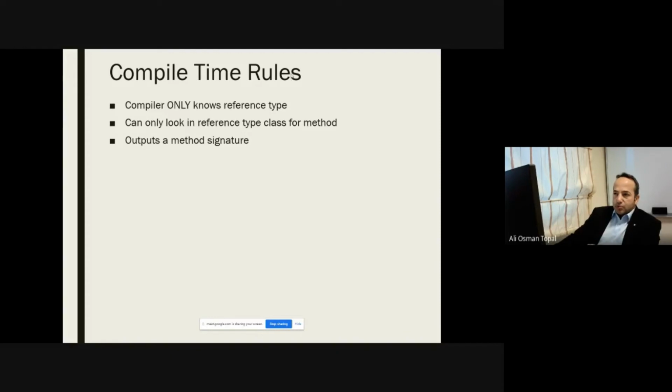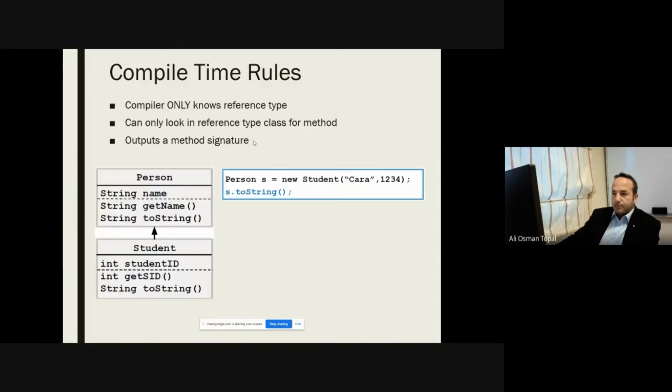Compile time rules. Compiler only knows reference type. So in polymorphism, we have seen that we can use a parent class as a reference and a child as the object it points to. So compiler only knows reference type, can only look in the reference type class for the method. Outputs a method signature. This is compiling.